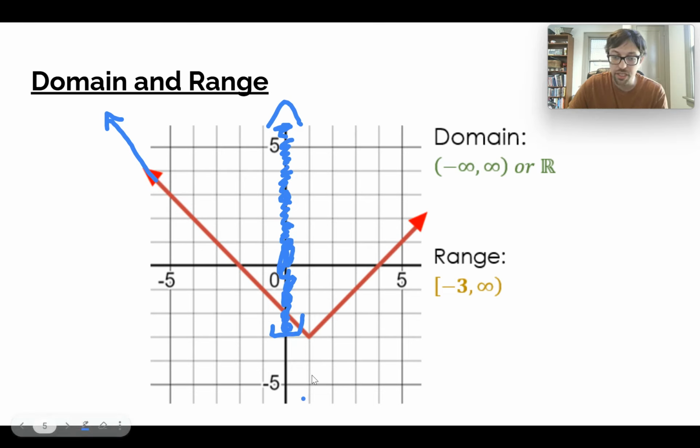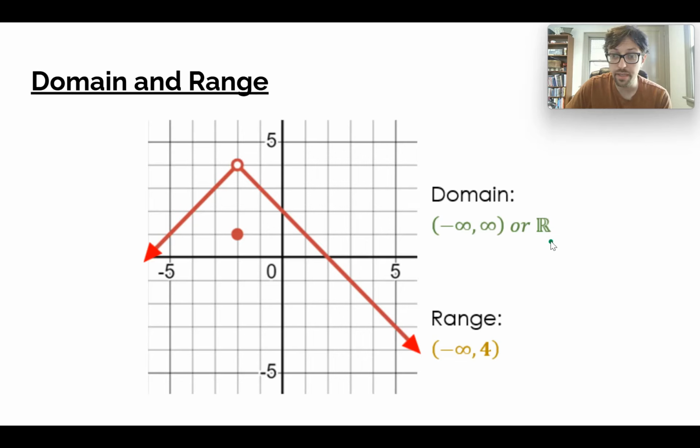It never reaches down here. I don't get a value of -5. I don't get a value of -4. I want to use a bracket on that -3 because the last point that I've got is a filled in circle. There's a filled in circle here. So that means a filled in circle is going to be a bracket.